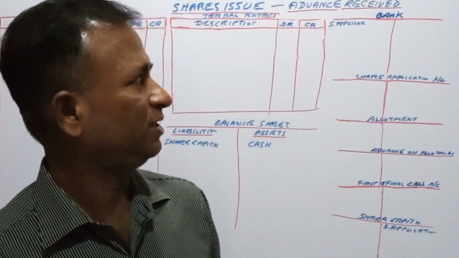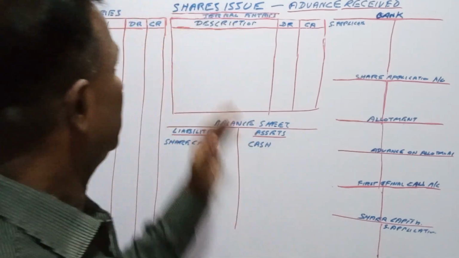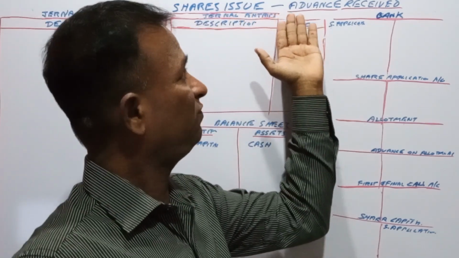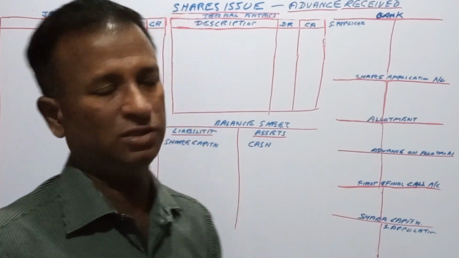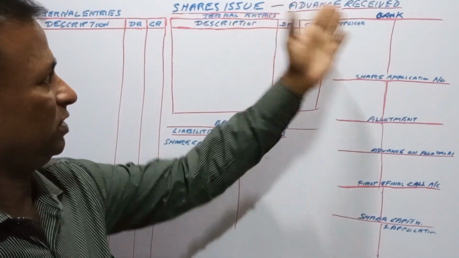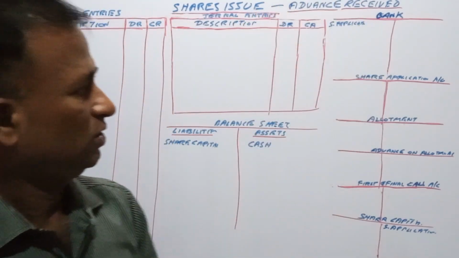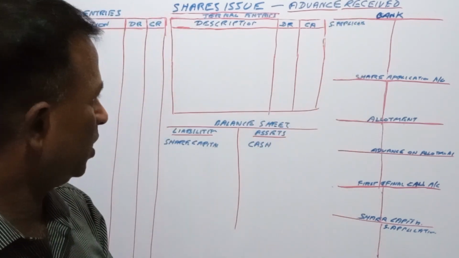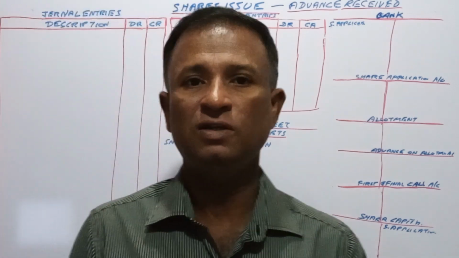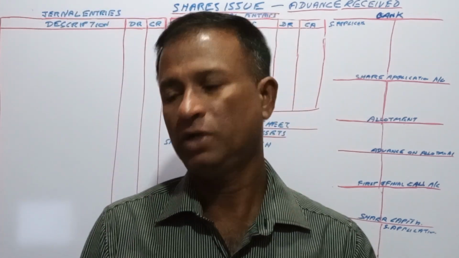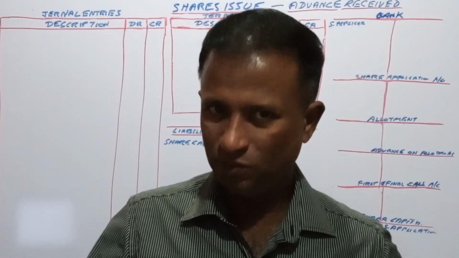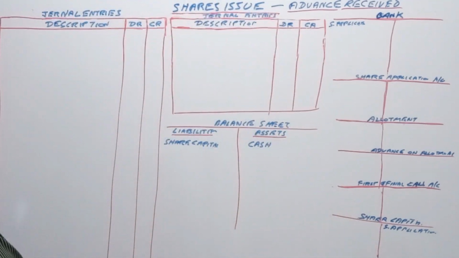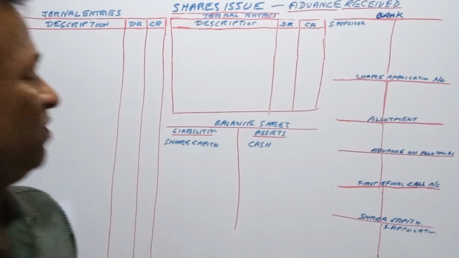In today's lesson, we are going to see share issues when calls in advance is received. Journal entries, ledger accounts and balance sheet, all the things we can see at once. Okay, so let us move into the accounts, please. So here, share issue: calls in advance, right?